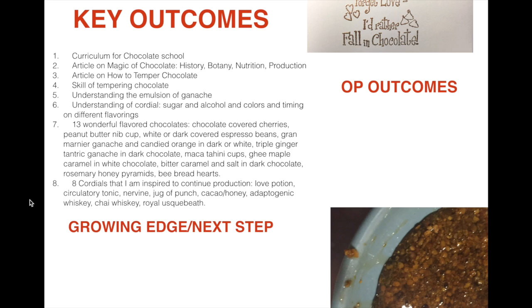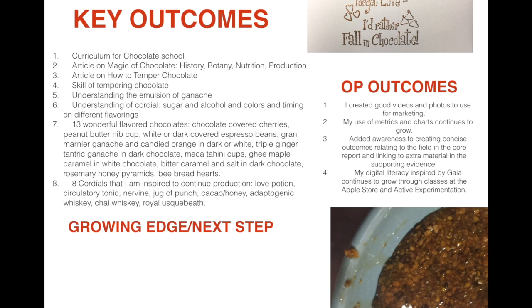We make those inside of hearts. And 8 cordials for that product line. The Love Potion and Circulatory Tonic both have a lot of good herbs for the heart, for the cardiac system. And the Nervine is an anxiolytic, and Jug of Punch, playing with some cacao and infusing that into alcohol as well, the cacao honey one, and the adaptogenic whiskey.